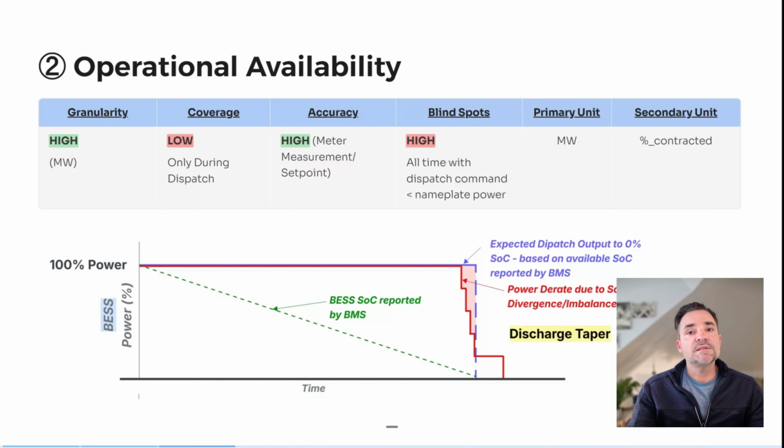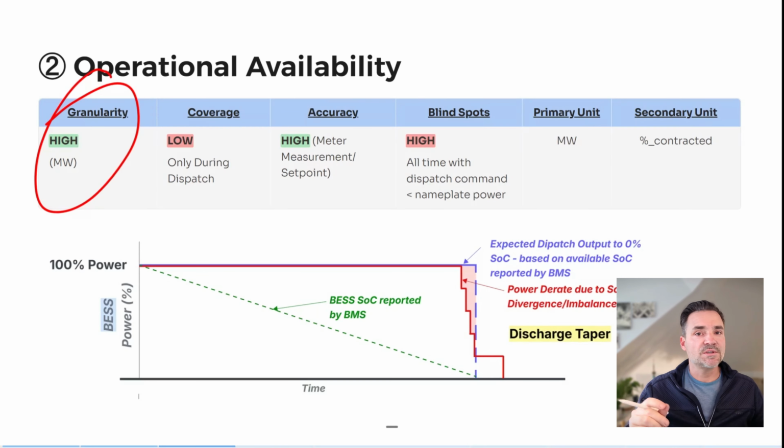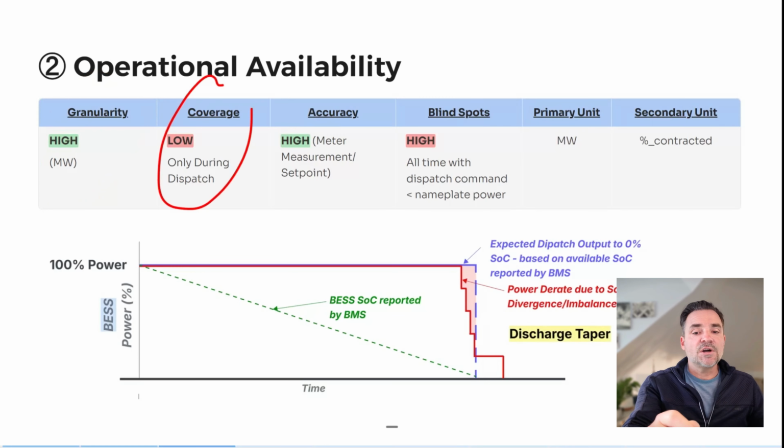Operational availability is measuring how well you're meeting your set points. So the granularity is pretty high. By granularity, we mean how much resolution you can measure this with. This is going to be measured in megawatts, so it's very granular. The coverage is, can you measure that in every interval of operation, so like 24 hours a day, 7 days a week, all the time, or just in a specific time window.